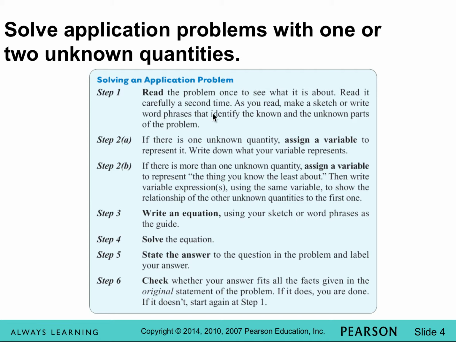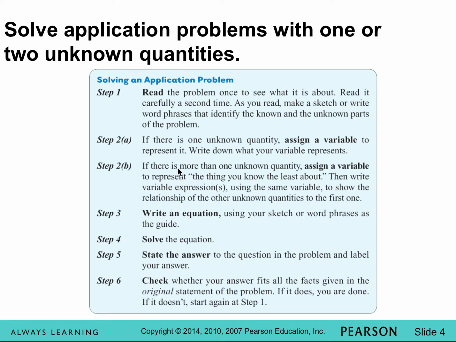Read it carefully a second time. As you read, make a sketch or write word phrases that identify the known or unknown parts of the problem. If there's one unknown quantity, assign a variable to represent it. Write down what your variable represents. They're going to do things like say X equals the age, Y equals the class limit. I'm going to do things like A is the age, so I don't necessarily have to identify it so much.